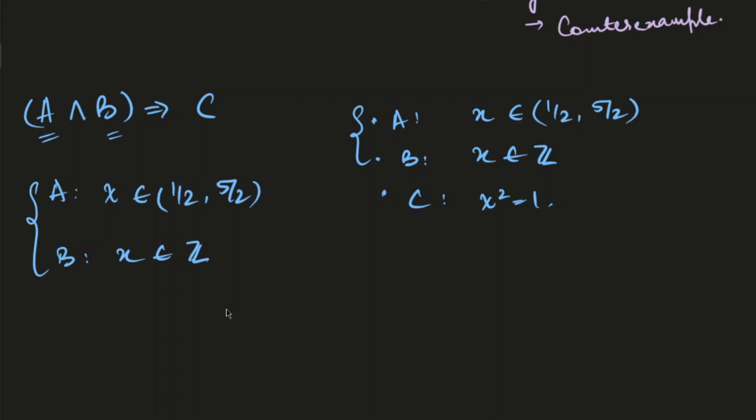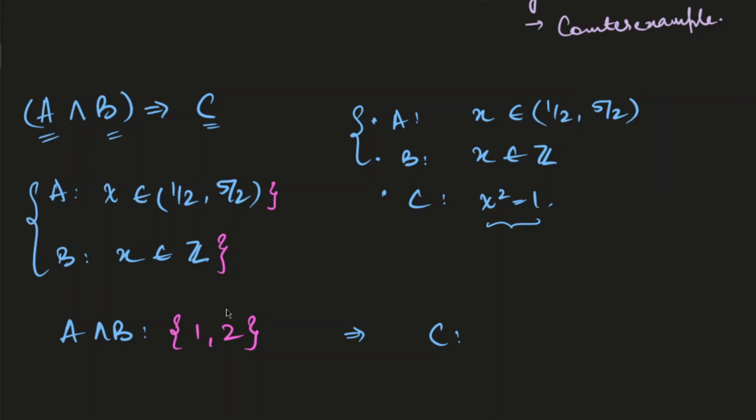When is A and B true? A and B refers to the point when both of them are true. So we want x to be an integer as well as in 1/2 to 5/2. So that's just going to be the set of values 1 and 2, right? Perfect. So we wanted to imply C. And what is C in our case? C is x squared equal 1.